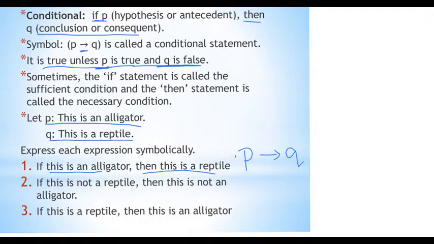Number 2 says if this is not a reptile, so that would be the negation of Q, then it is not an alligator. So again, it's a conditional statement. We'll put that arrow in there. And not an alligator will be the negation of P. For number 3, it is if this is a reptile, then this is an alligator. So this is a reptile is Q. We'll put our arrow, and then this is an alligator will be P.